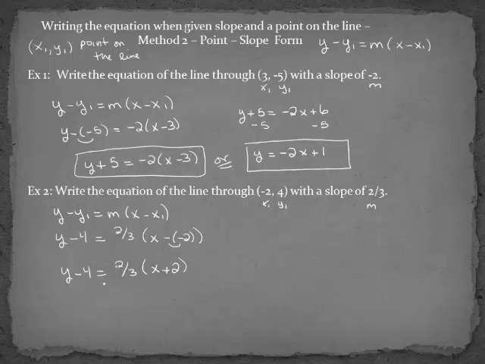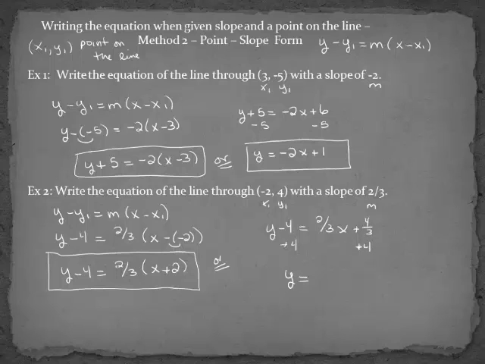So I have y minus 4 is equal to 2/3 times x plus 2. In this example, this answer is perfectly acceptable. I can transform it if I want. I'll distribute the 2/3, so I get 2/3 x plus 4/3. I have to add 4 to both sides. And as we had before, 4 is equal to 12/3, so I get 2/3 x plus 16/3.